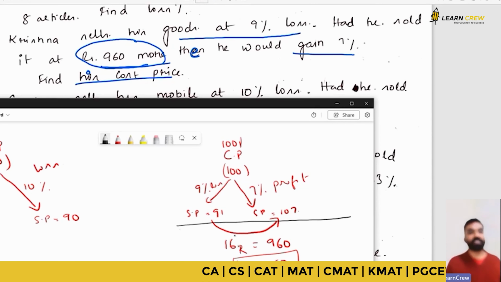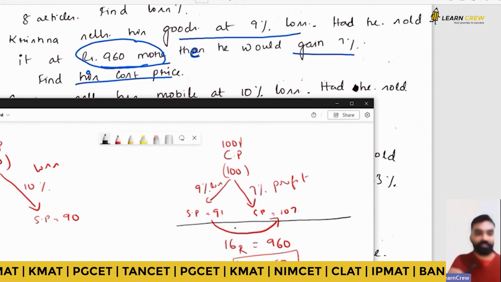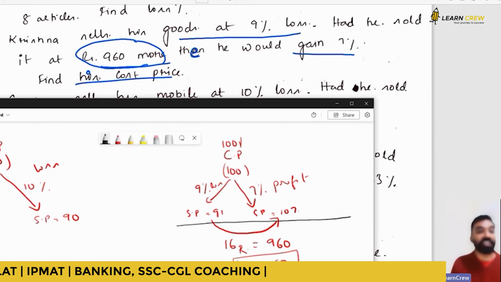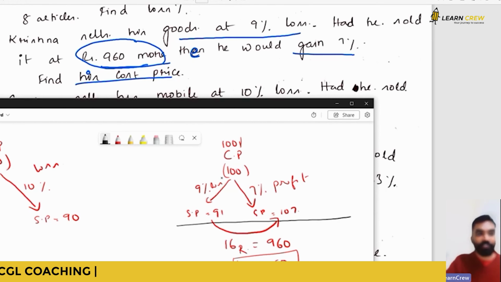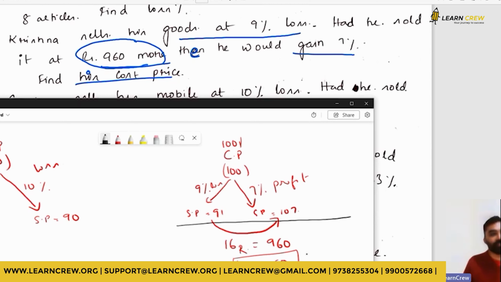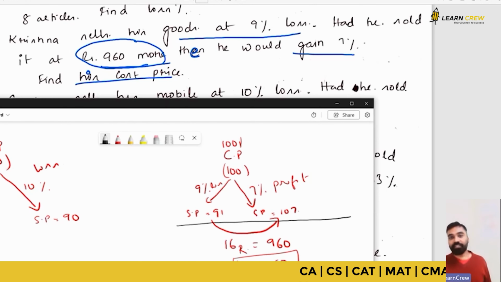Now I want to understand what is the change in the selling price. Change in the selling price is 16 ratio, and they are telling if he had sold it at 960 more, the change is going to be equivalent to 960. A single ratio change is going to be equal to 60 rupees. If 1 is equal to 60 rupees, what is 100% of that? 6,000. 100 into 60 will become 6,000. Now this becomes the cost price.